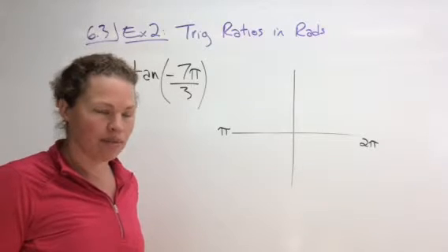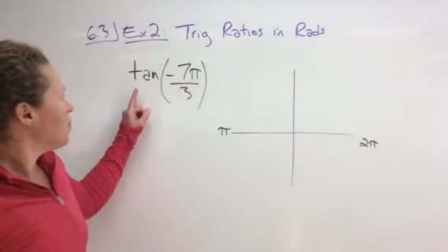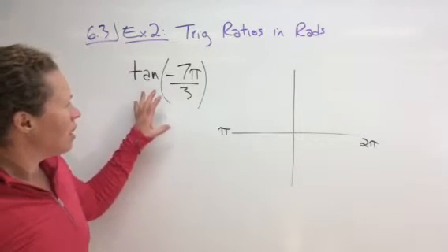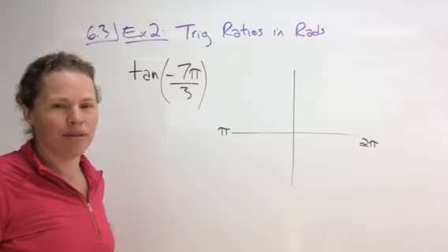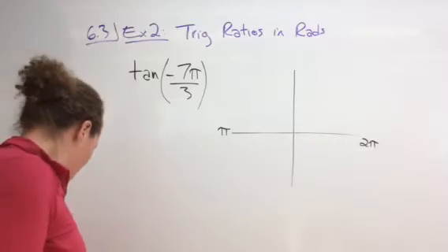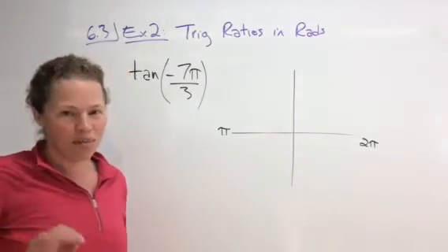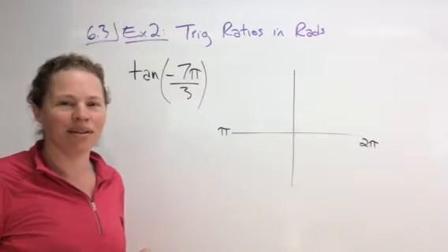So, trig ratios. Now in radians, we're supposed to find tan of negative 7 pi over 3. And you might be tempted to just put that in your calculator. But they say determine the exact value, which means don't put it in your calculator. It means muscle your way through it and figure it out.